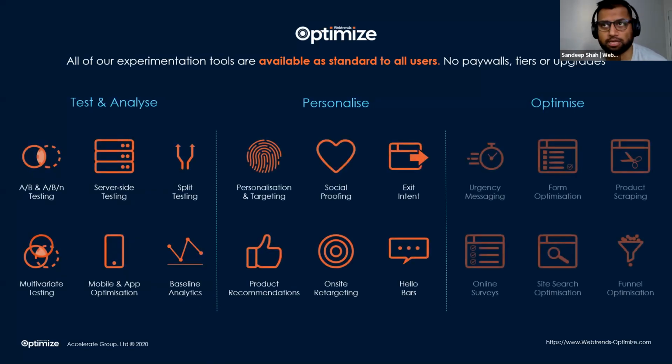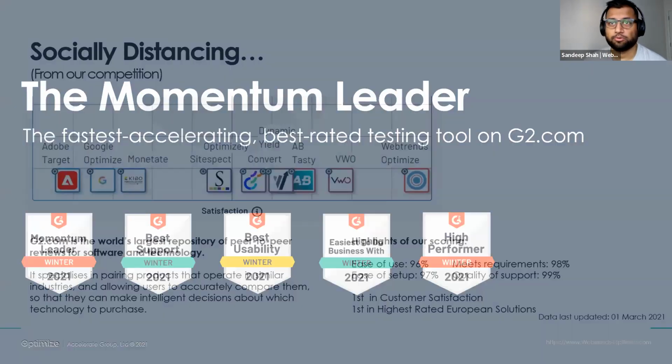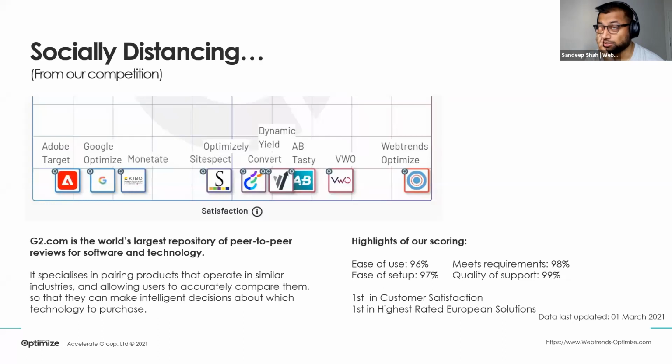Key differentiator between us and some of the other tools is that we have no paywalls. There are no tiers, no way of upgrading. Every single thing you can do with us is available as standard. That's just the way we do things. And then just some social proofing-y stuff. We do well. Satisfaction scores are considerably higher for us than our peers because we support our people really well.